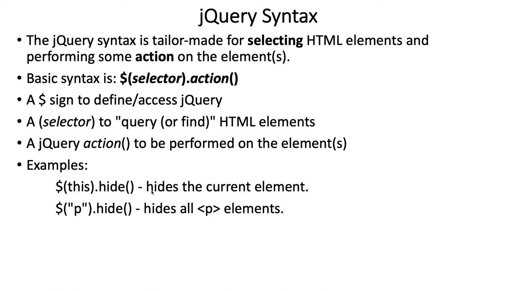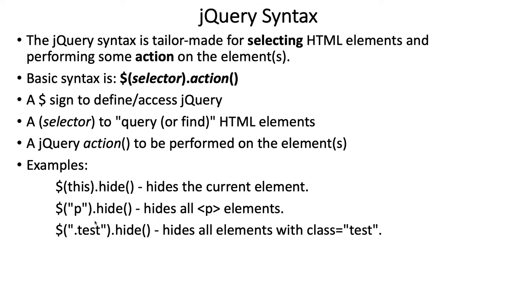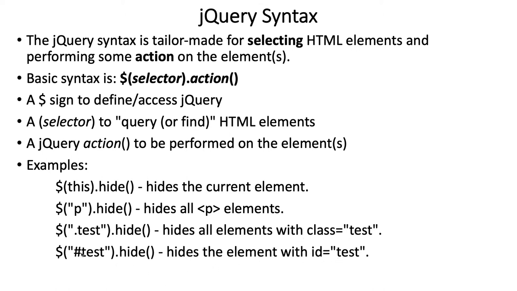So this, whatever I'm in, hides the current element. The $P, the quoted P, hides all the P elements, paragraph elements. The quoted dot test hides all the elements with a class test. The quoted $test hides the elements with the ID test. So note that a dot is for the class and a pound sign is for the ID.